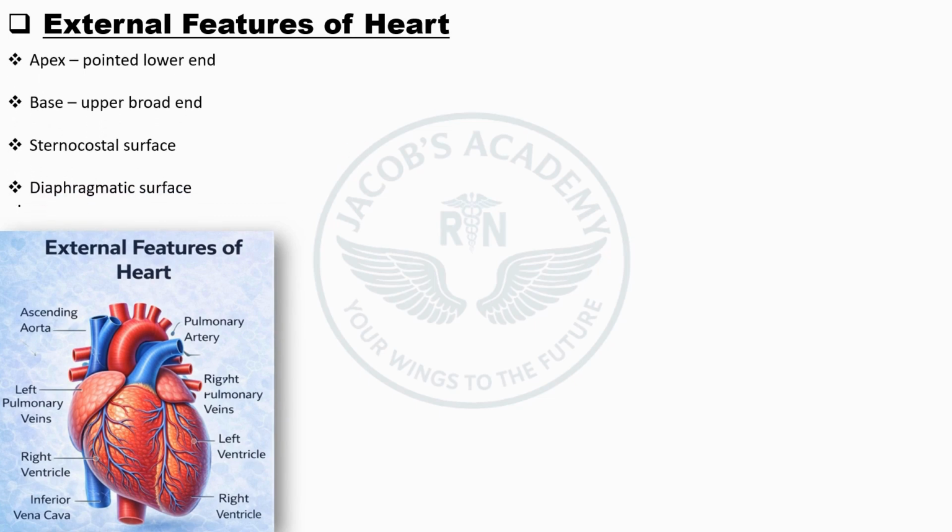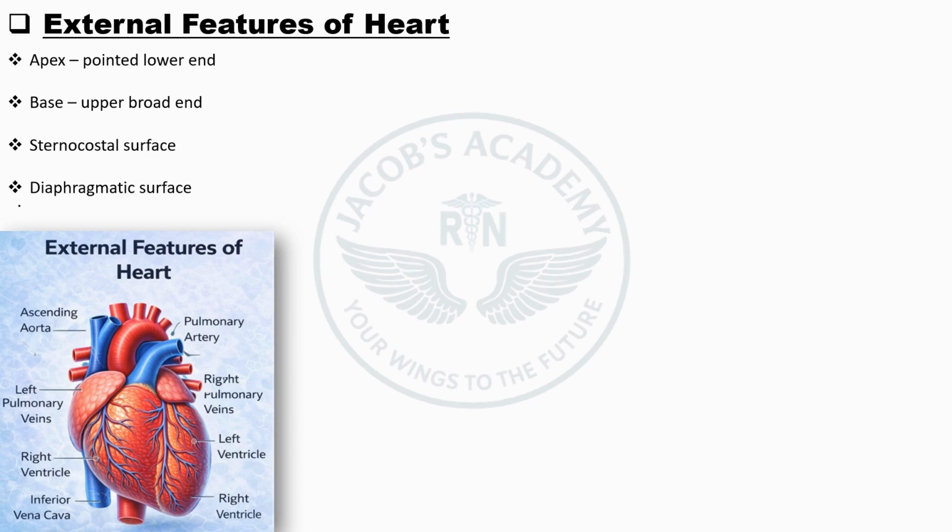Now let us study the external features of the heart. The first one is the apex. The apex of the heart is the pointed lower end. It is formed mainly by the left ventricle and is directed downwards, forwards and to the left. The second one is the base. The base of the heart is the upper broad end, and it is formed mainly by the atria and receives blood from the great veins.